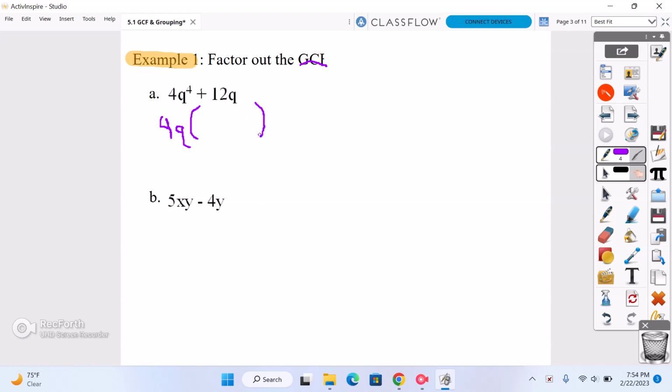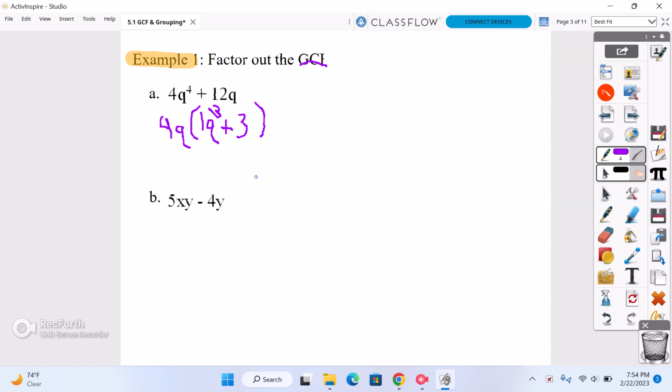We're going to divide each of those terms by 4q and write what we have left inside of these parentheses. So now let's take it piece by piece again. 4 divided by 4 would give us 1. Q to the 4th divided by q would give us q to the 3rd. Plus, now we have 12q divided by 4q. So 12 divided by 4 would give us 3. And q divided by q would cancel, and so we are left with 4q parenthesis q to the 3rd plus 3. Factoring out by greatest common factor is the opposite of distributing. We should end up with a term on the outside and then terms on the inside of our parentheses.